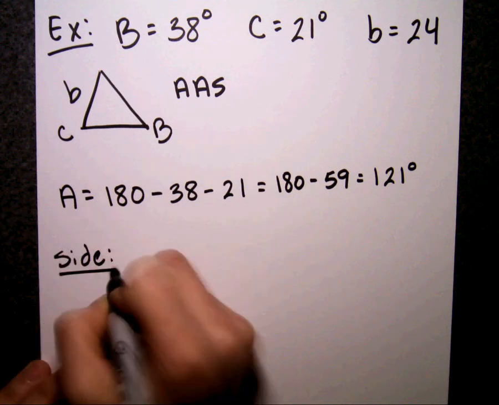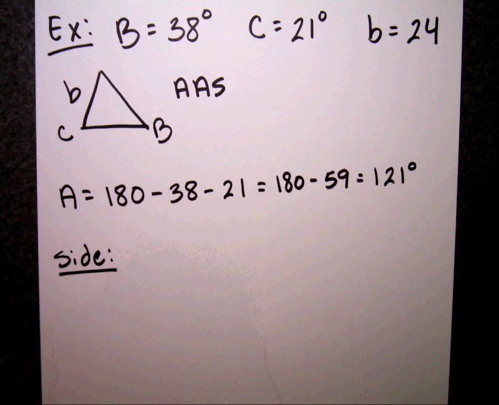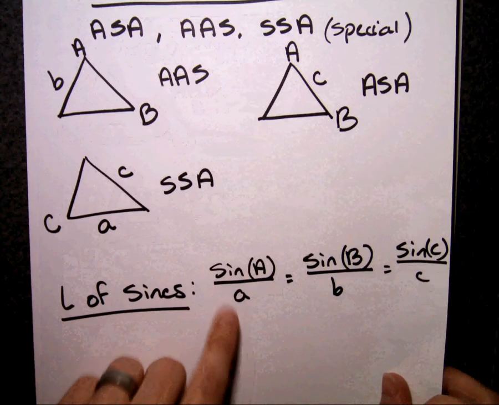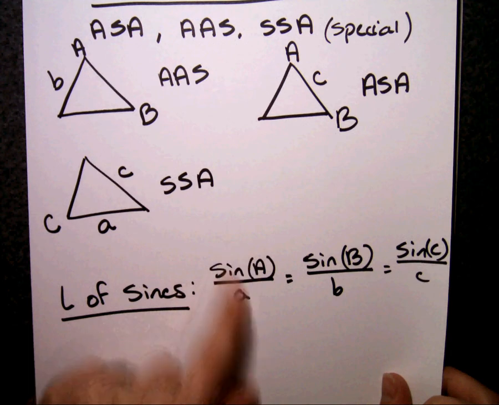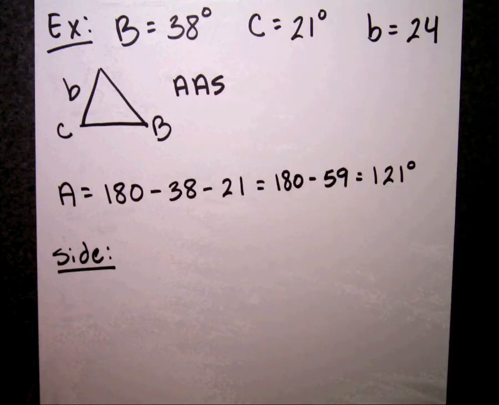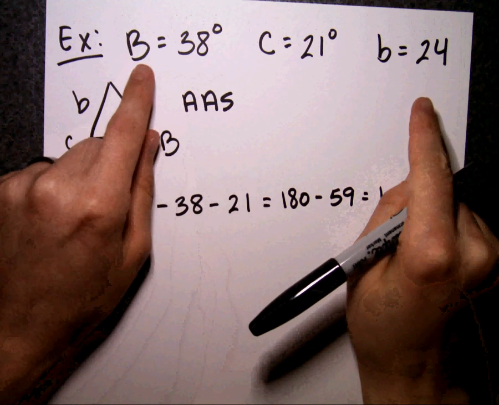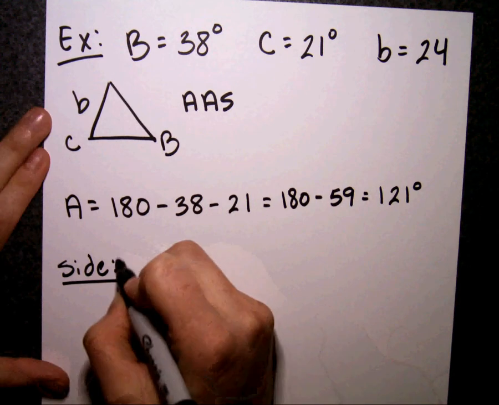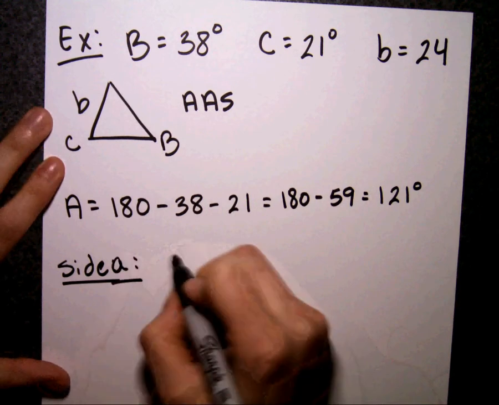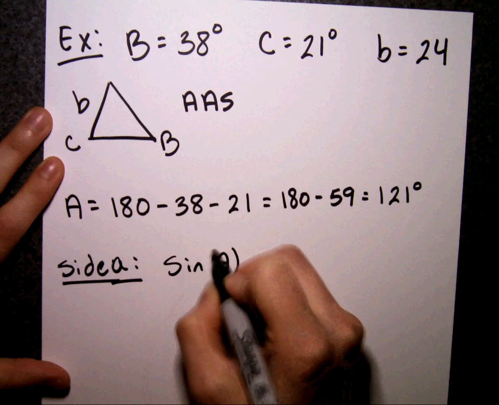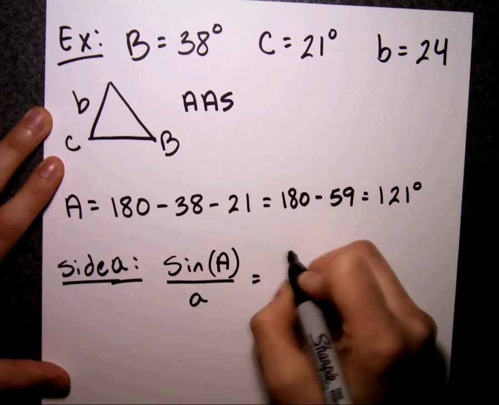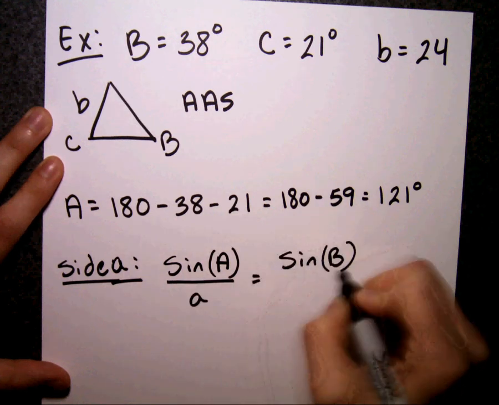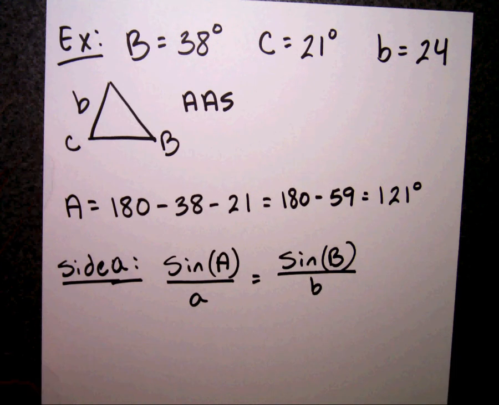I want to find side A, so I know that I need to use the part of the ratio that deals with A. And looking at the information I have, both angle B and side B, so I want to use that part of the ratio as well. So this is side A, I'll be using sine of A divided by A equals sine of B divided by B. And we'll use this to solve for A.